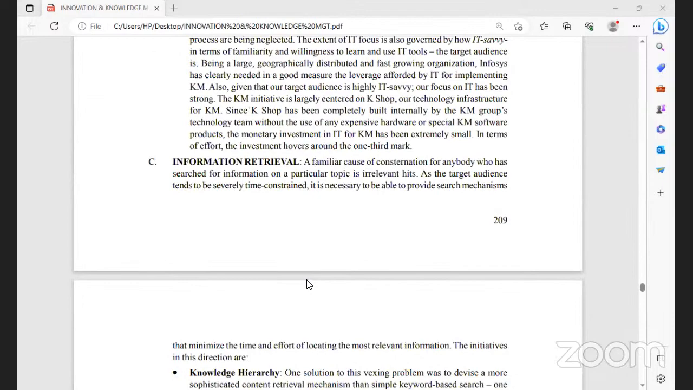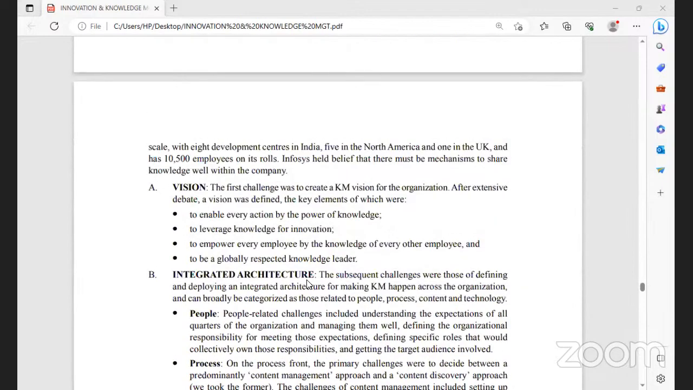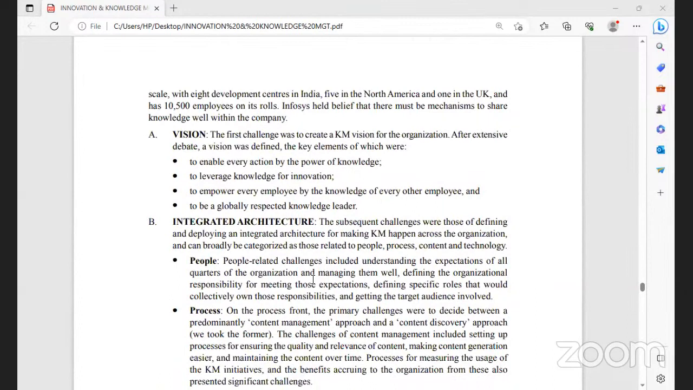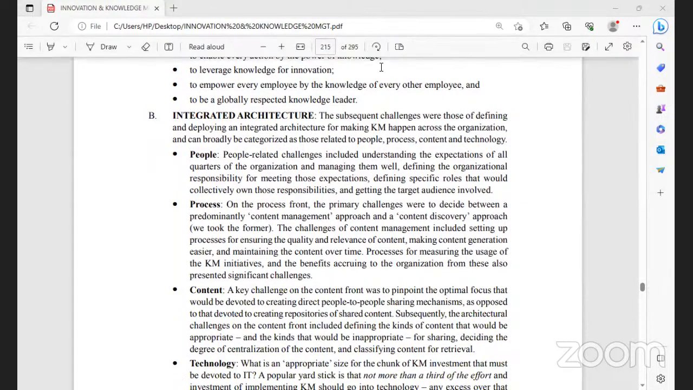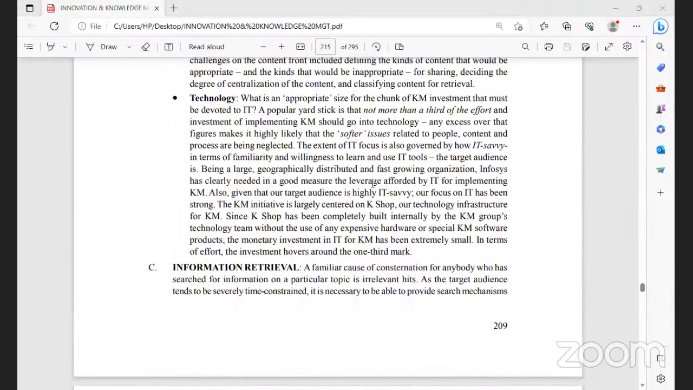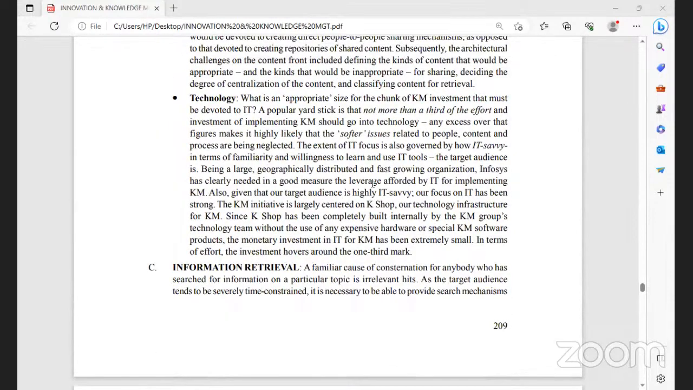Relating to integrated architecture, the subsequent challenges are those of defining and deploying an integrated architecture for making knowledge management happen across the organization, and can broadly be categorized as those related to people, process, content, and technology. People, process, content, and technology will be taken into the integrated environment.